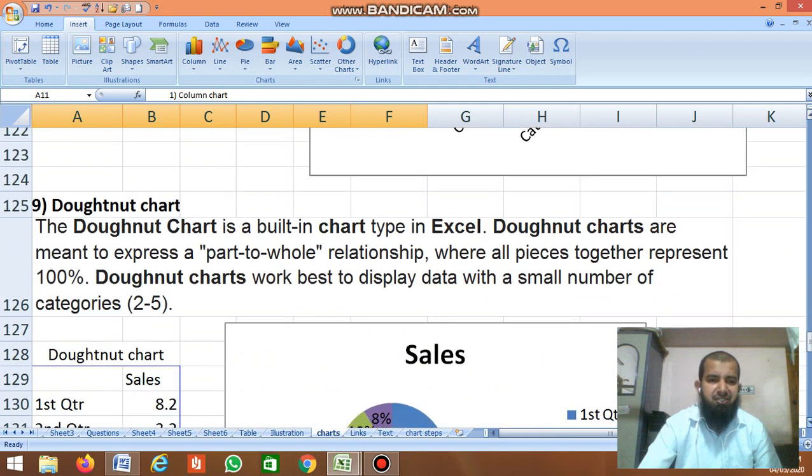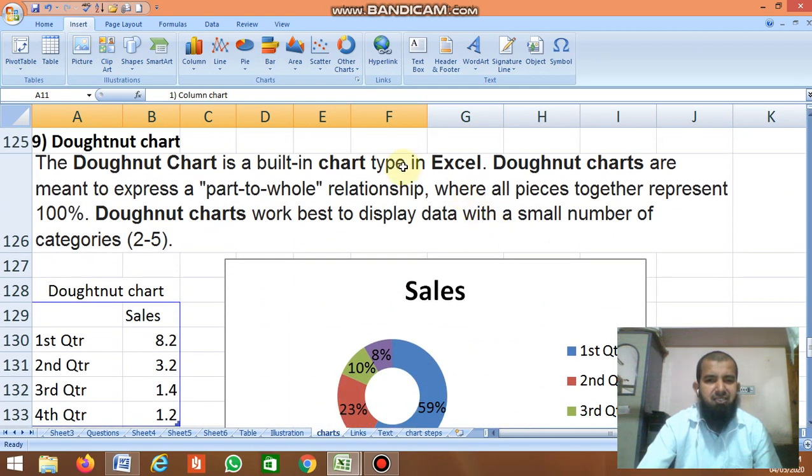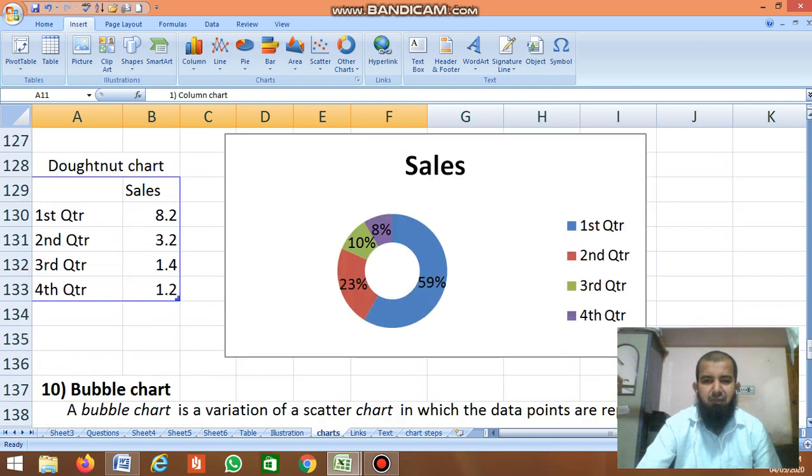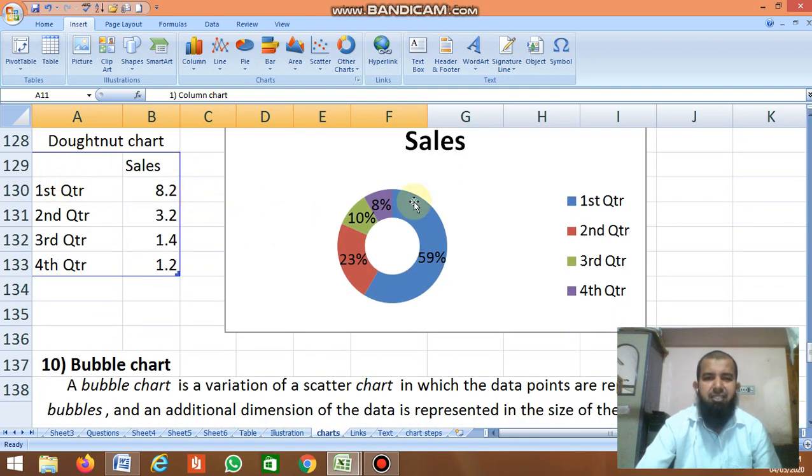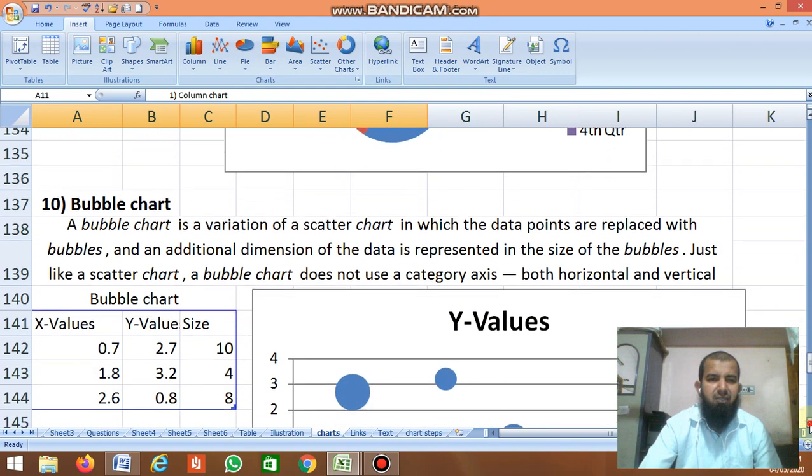Next, doughnut chart. A doughnut chart is a built-in chart type in Excel. Doughnut charts are meant to express a part-to-whole relationship, where all pieces together represent 100%. They work best to display data with a small number of categories. So it covers the full 100%. See, first quarter 59%, second quarter 23%, 10%, 8%, like this. Clear, no?